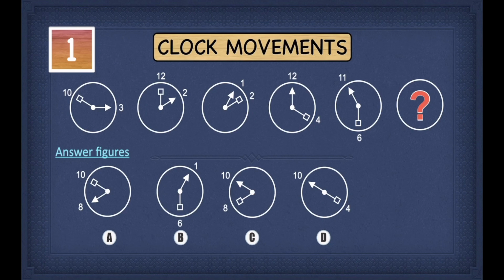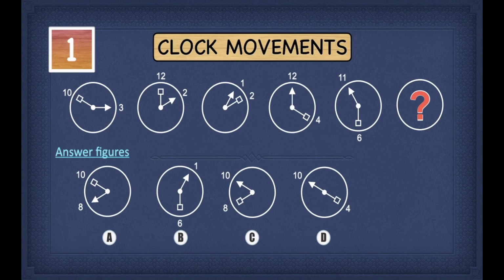Now, let's have a look at a clock movements example. In these types of questions, the first thing we have to do is to have a look at the types of hands we have in the clock. In this example, we have 2 types of hands. We have an arrow and a square with its middle not being filled.